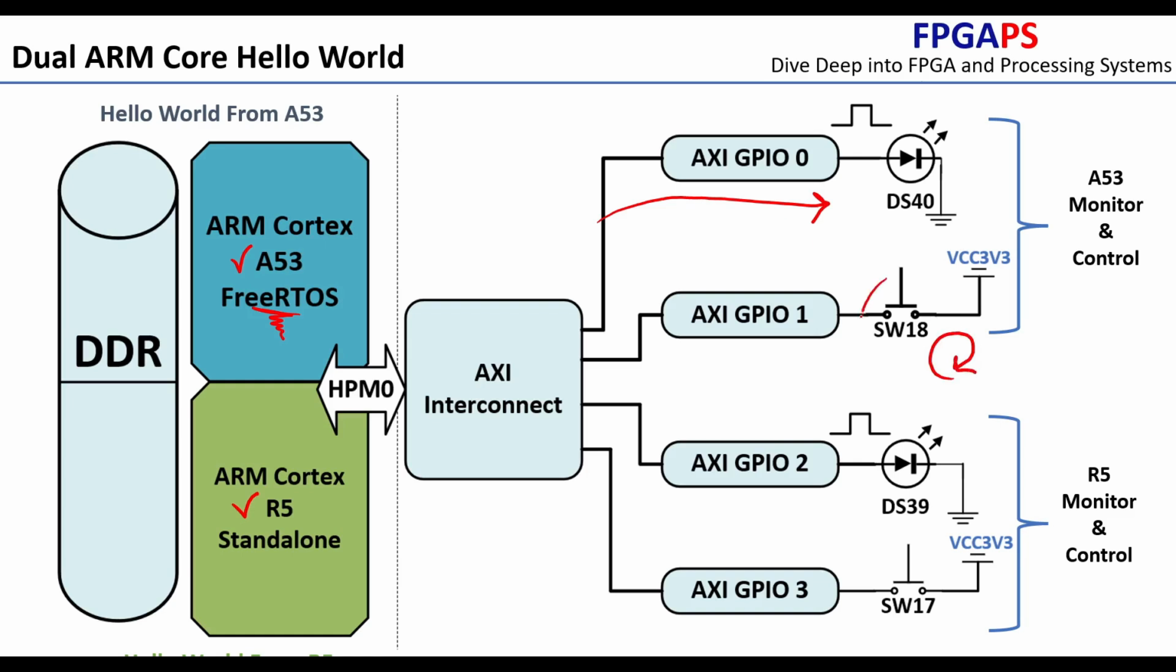When the push button is held, the A53 core starts blinking the first LED by sending pulse signals over the AXI GPIO interface. It also prints "Hello World from A53" on the serial terminal.